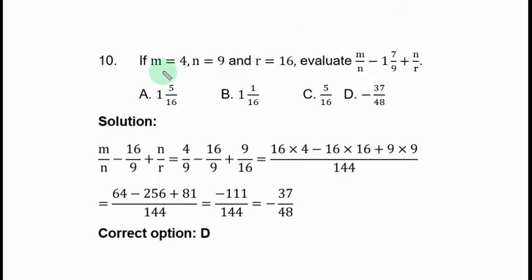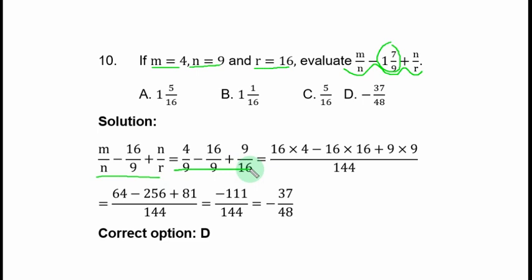Question 10. If m is equal to 4, n is equal to 9, and r is equal to 16, evaluate m over n minus one whole number 7/9 plus n over r. So we write out what you are asked to evaluate, and let's convert the middle term to improper fraction. So you have it in this form. If you replace m, n, and the last letter with what they stand for, you have it in this form.